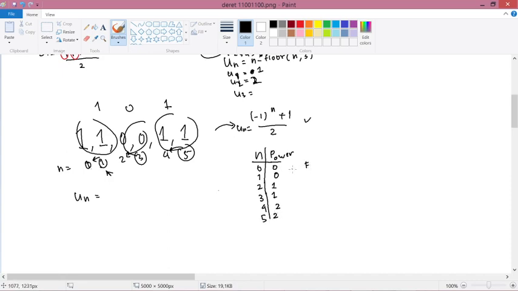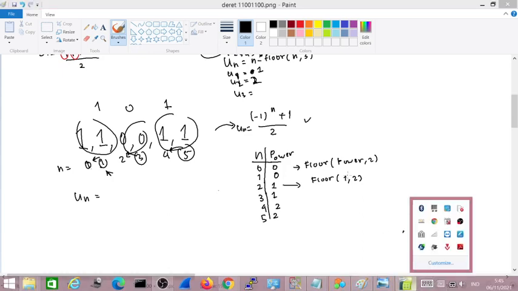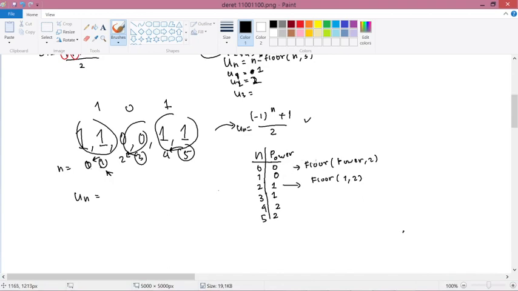So the formula for this is the floor of power and 2. If we take 1 per 2, for instance, let's try this one. Power is 1, so floor of power 1 and 2. 1 divided by 2 is 0.5. Sorry, let's try this. My bad again. This is not the power we need, but the n we need to map to power. So this is floor of n divided by 2.